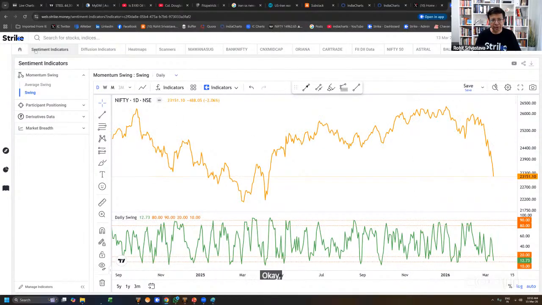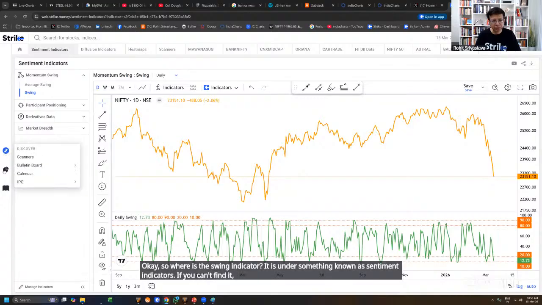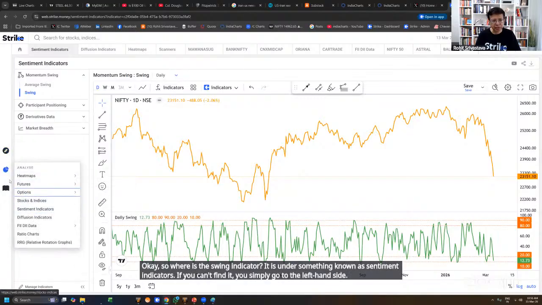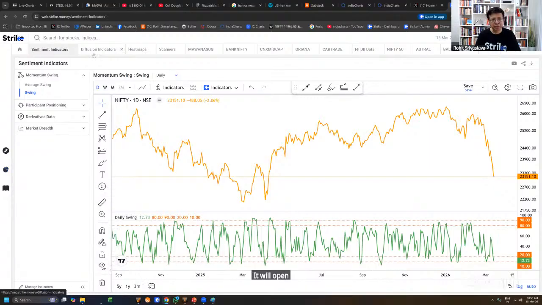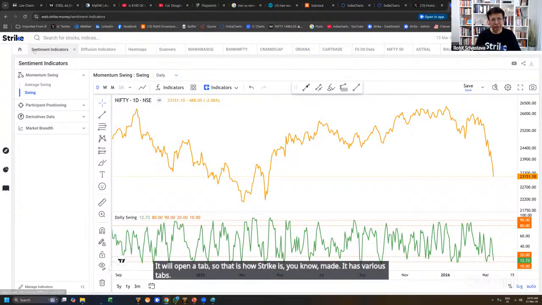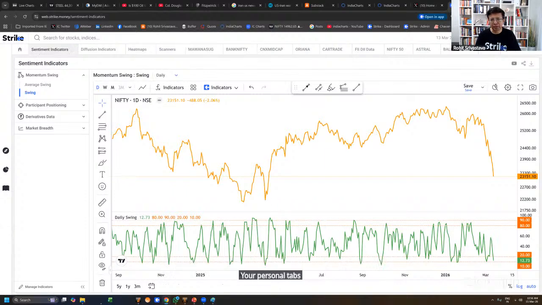So where is the swing indicator? It is under something known as sentiment indicators. If you can't find it, you simply go to the left hand side. Here in the central menu, here it is, sentiment indicators. When you click on it, it will open a tab. That is how Strike is made. It has various tabs. Once you open a tab, it remains open. Even if I shut this window and I open it tomorrow, your personal tabs will be open just like a browser. So whatever settings you're using, they will remain.